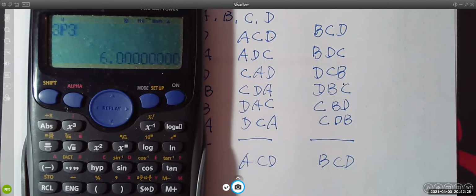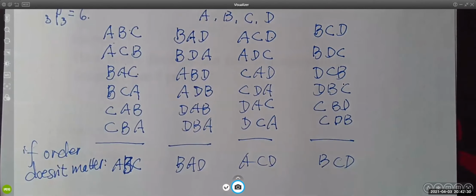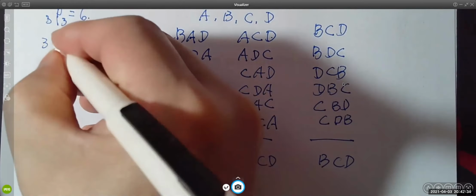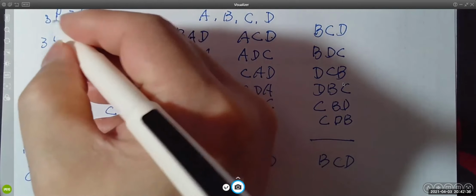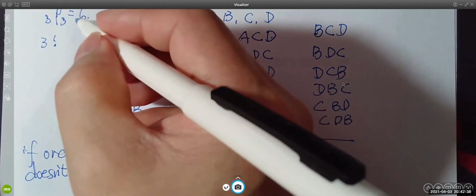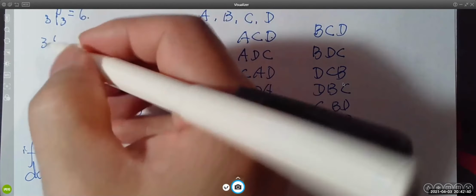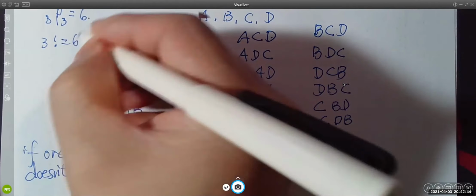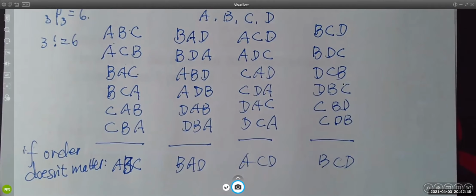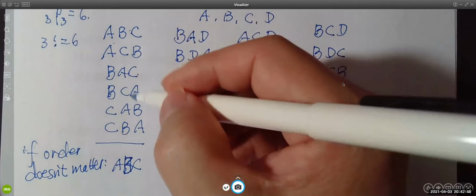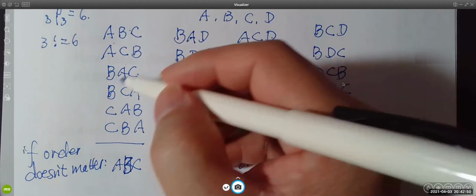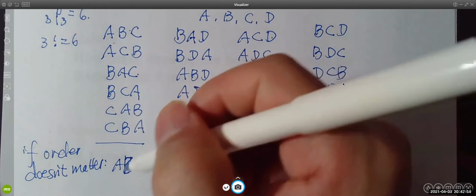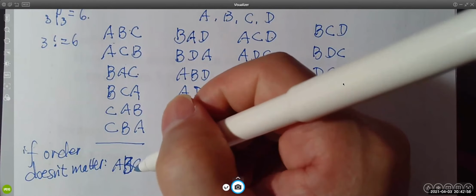Select 3. That's 6 different ones. And this one is also equal to 3 factorial. Whenever you select n out of n, it is equivalent to n factorial. So if you do 3 factorial, which is 3 times 2 times 1, that is also 6. So this is the same thing. Now, when you select 3 letters out of 4, each 3-letter group has 6 arrangements. All of the 6 combinations become 1. One order makes no difference, right?